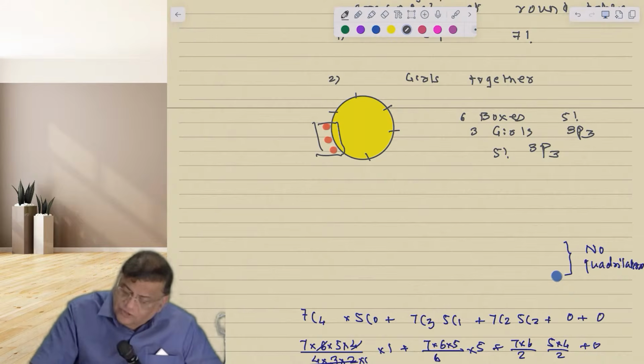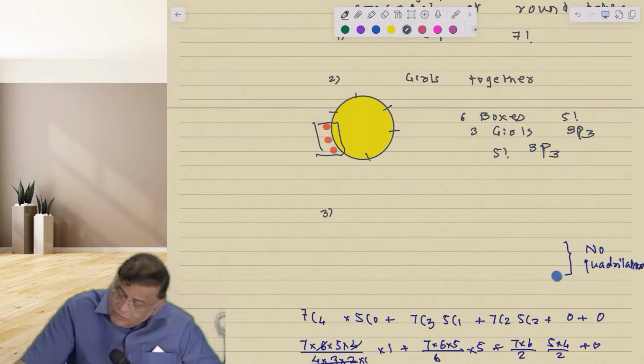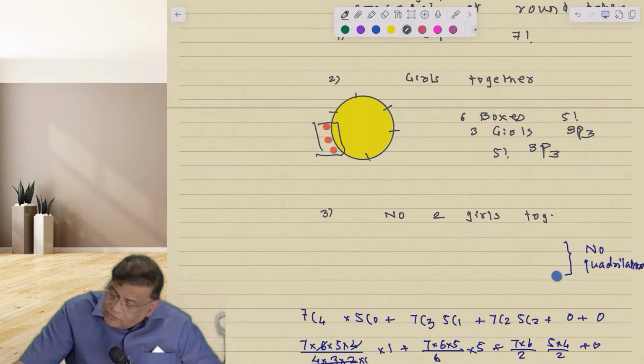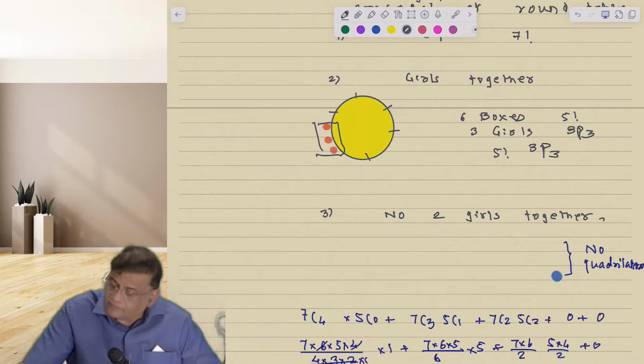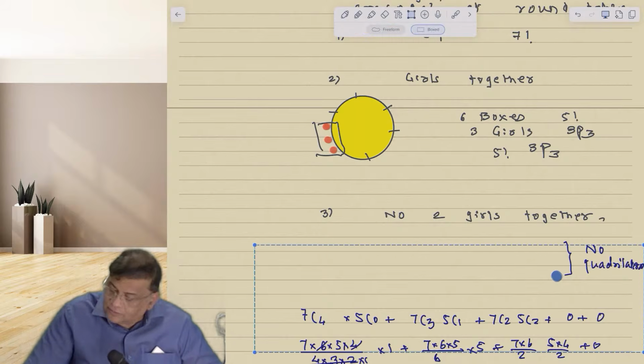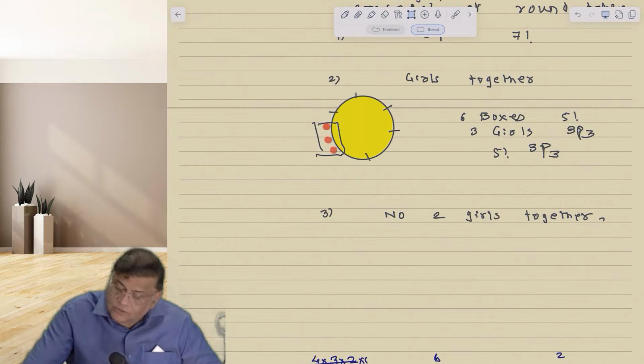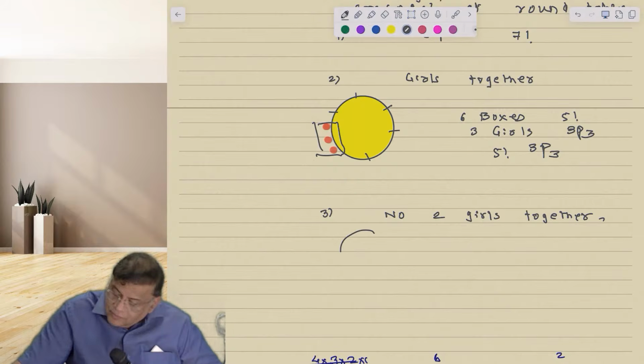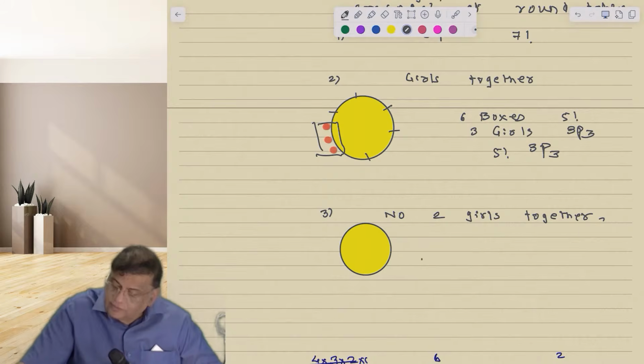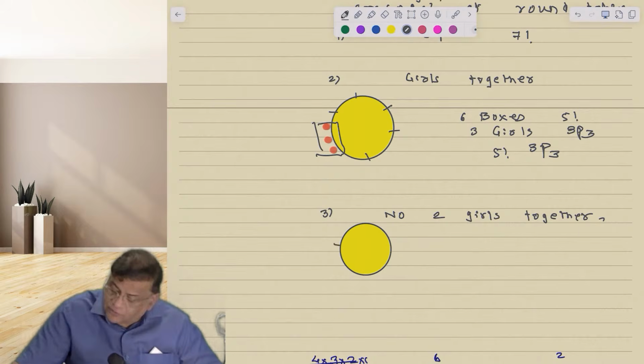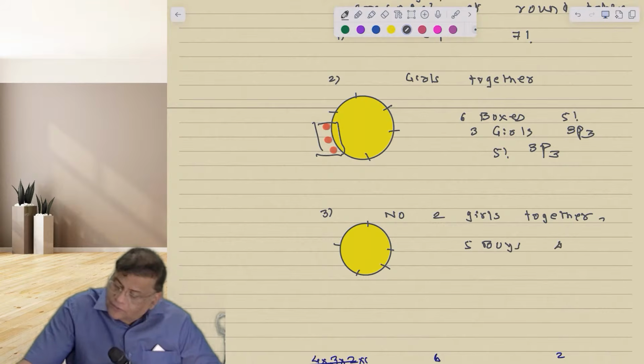Now if I put a condition that no two girls are together, in that case, what will you do? You will forget the girls and arrange the 5 boys. 1, 2, 3, 4 and 5. So for those 5 boys, it will be 4 factorial.